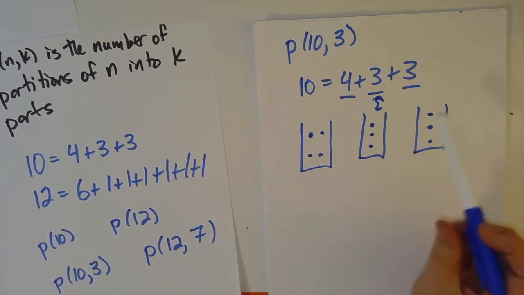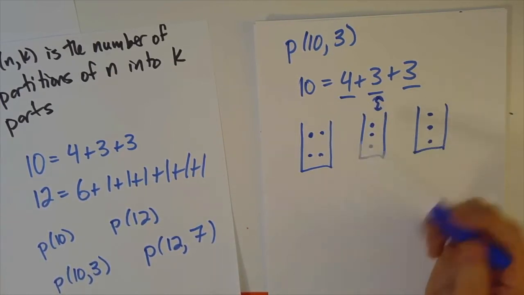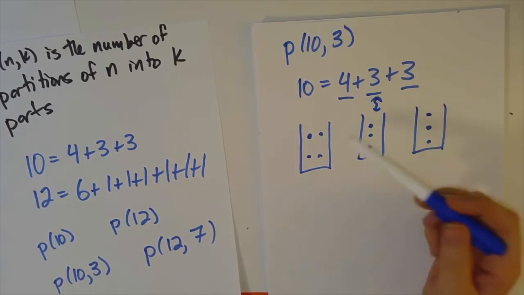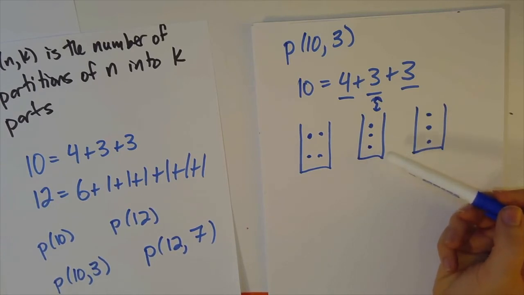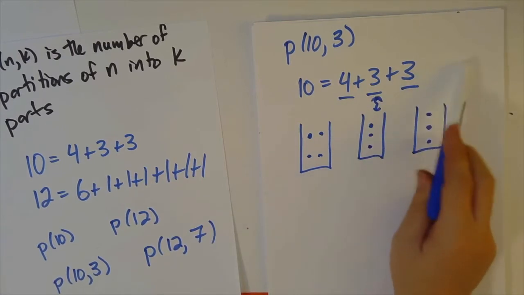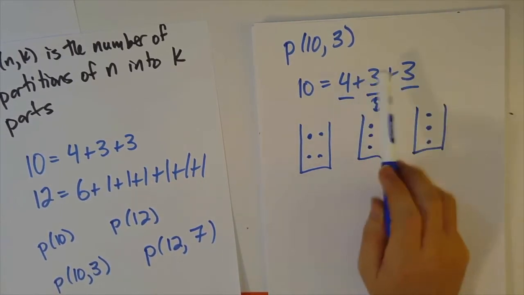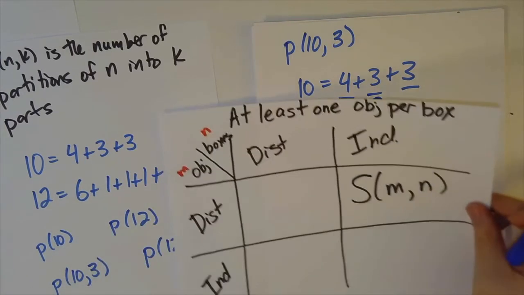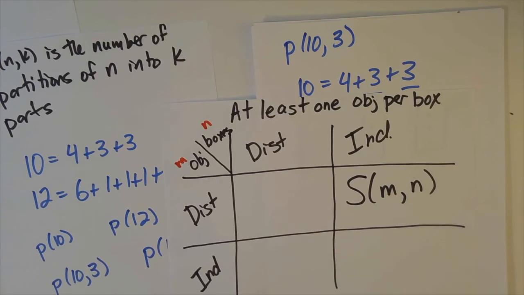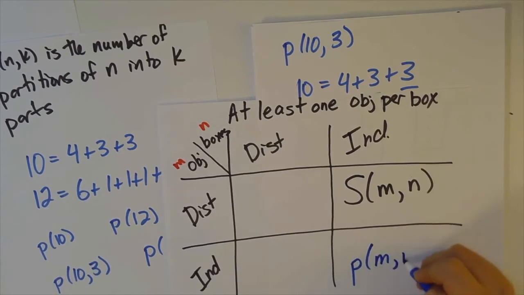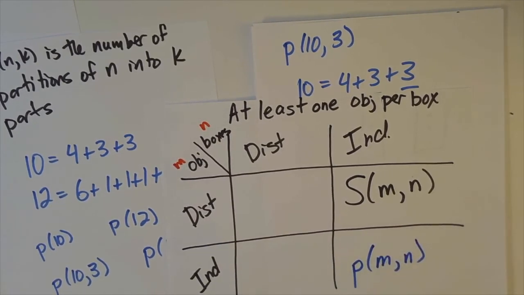And so you might realize after a bit of squinting at it that what I'm really doing here is putting indistinguishable objects in indistinguishable boxes so that no box is empty, right? Because my partition is not allowed to have a plus 0. These all have to be positive integers. And so that means that we're actually talking about this square here. Namely, we're here talking about little p of m,n. That's what this is counting.